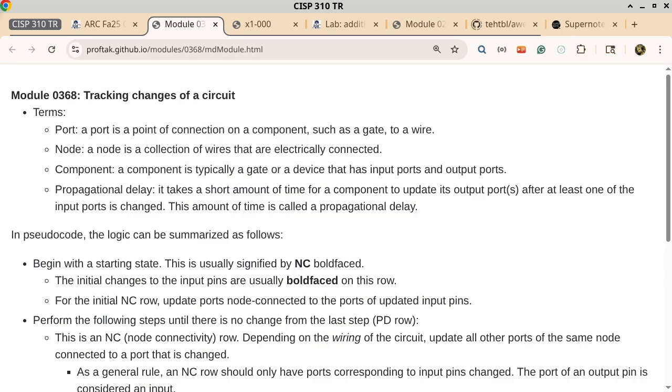All right, so I think by this time my router is up and running. Very good. So I will go ahead and use my tablet to show you guys the SR latch circuit.